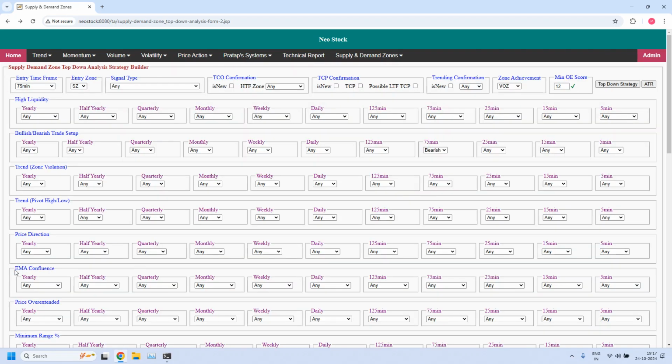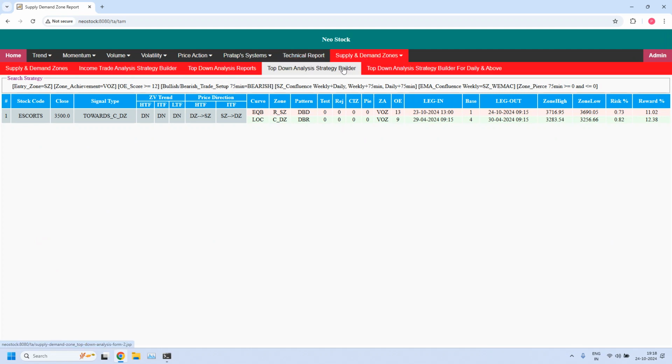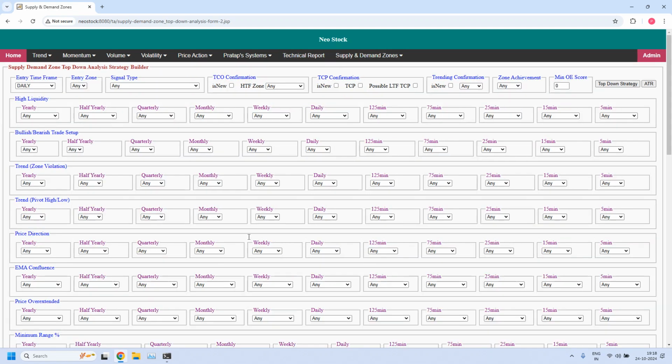Let's verify. In the EMA confluence, weekly time frame, the weekly supply zone with weekly EMA confluence filter is enabled. We got 1 stock. This is an even more high probability setup supported stock. So this is about bearish trade setup for weekly income trade. Next, let us look for daily income trade related stocks.